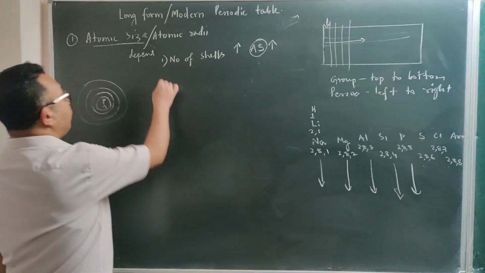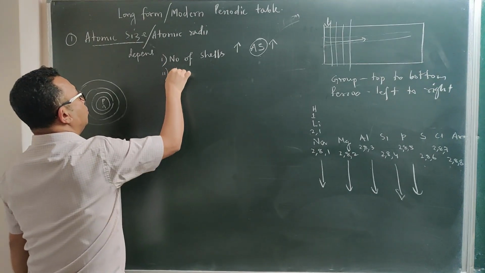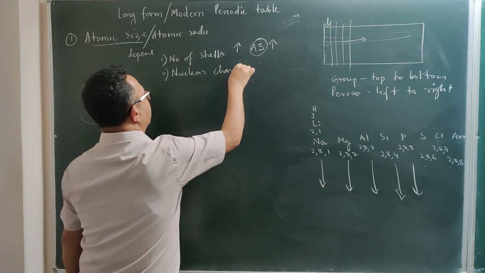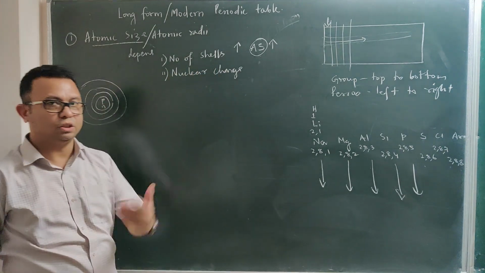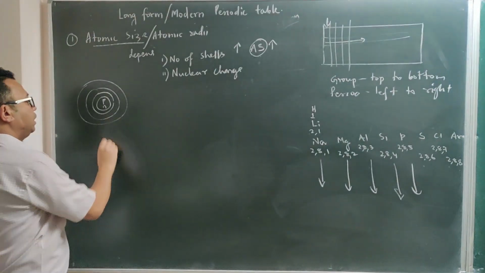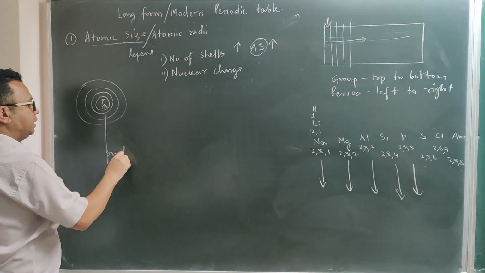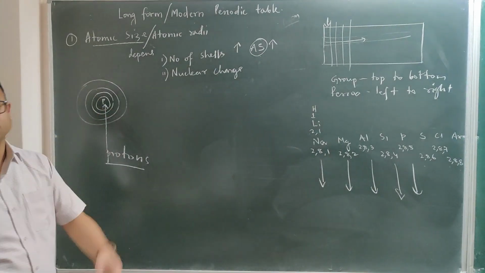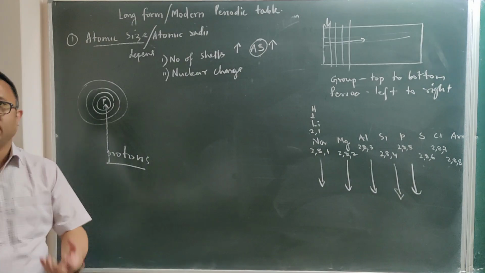Now, the second factor on which it depends is called nuclear charge. Okay, first let's discuss what this nuclear charge is. You have not heard about this word before, nuclear charge. Nuclear charge means the number of protons present in the nucleus. How many protons are present? But the number of protons actually is called the atomic number.